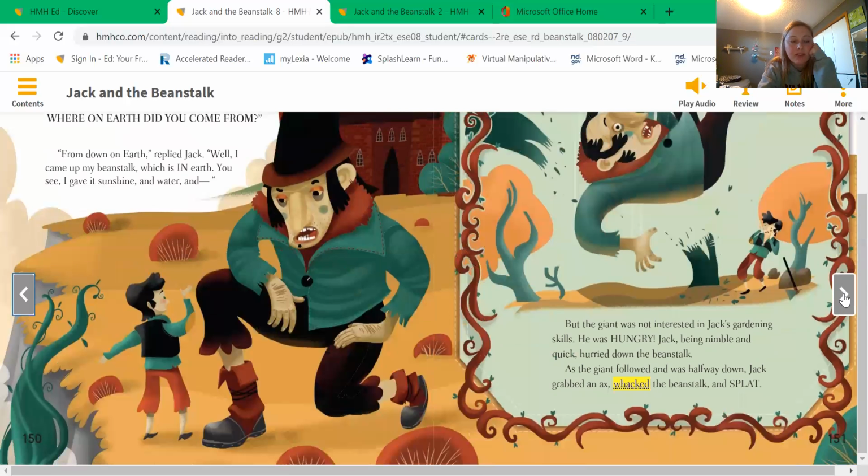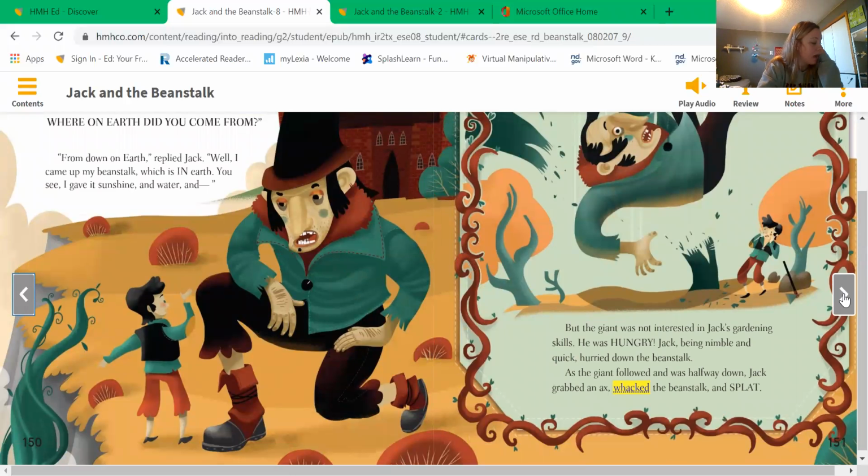150 to 152 we're gonna read. And we have these questions to answer. What do we learn about the giant by the end of the story? Use evidence to explain. So what evidence do we have from the story? And how do these events help resolve the story's conflict? A couple big words there, resolve and conflict. When we resolve something, we fix it, okay? And when there's a conflict, that means that there's a problem, okay?